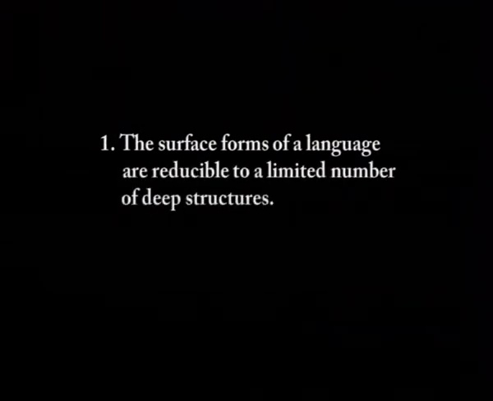The three main tenets of this theory are: number one, the surface forms of a language are reducible to a limited number of deep structures. The same deep structure is manifested in several different ways in actual sentences. This is similar to the use of the principle of allomorph to describe morpheme variants.